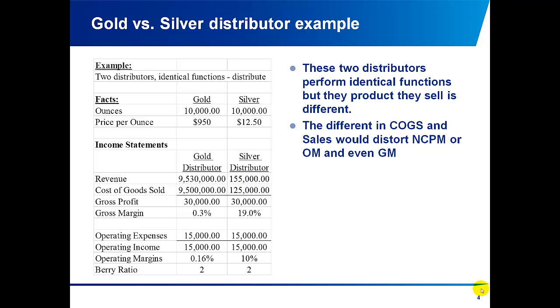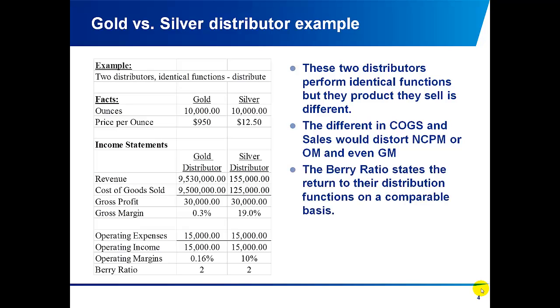The distributor of the gold is going to have much higher COGS and much higher revenues. And that's going to have big impacts on the calculation of any operating margin or any net cost plus markup, and even the gross margin that they're going to earn. But in these cases, we have two people who are operating in an identical fashion. We're giving them the exact same operating expenses and operating income at the end of the day because it is rewarding them for the functions performed.